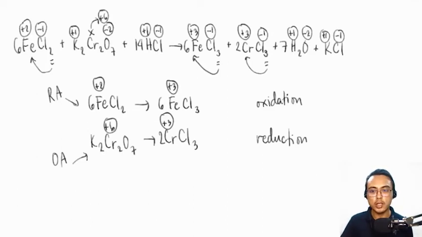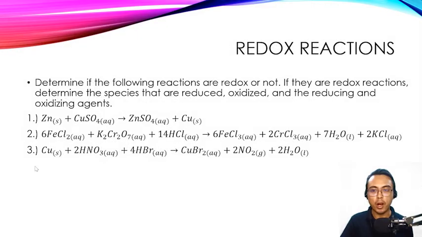Let's take a look at the next one. We have copper plus nitric acid, HNO3, plus HBr yields copper bromide plus 2NO2 plus 2H2O. I will be leaving number 3 for you to practice, but I will help you in that copper here is a free element, and you know that free elements have an oxidation state of 0. Bromine in this case functions in the same way as chlorine in that it has a charge of -1 as well. Okay? The only thing new here is nitrogen.